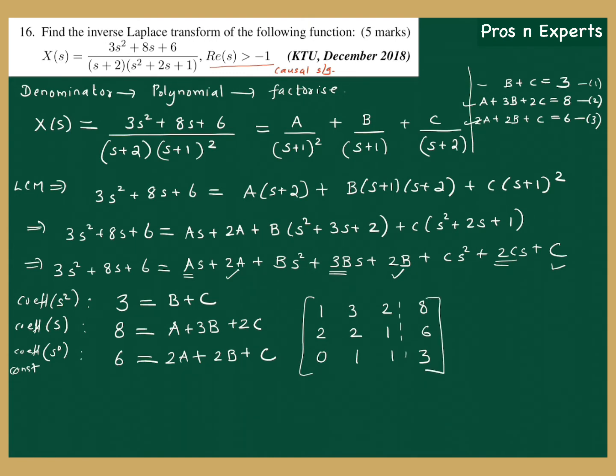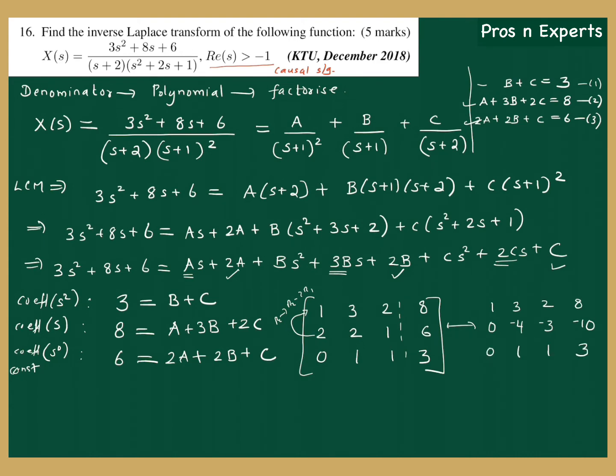I can do row operations or column operations, whatever. So 1 3 2 8. Now I'm doing R2 gives R2 minus 2 R1. That means 2 minus 2 is 0, 2 minus 6 is minus 4, 1 minus 4 is minus 3, and 6 minus 16 is minus 10. And I'm writing the next row as such.